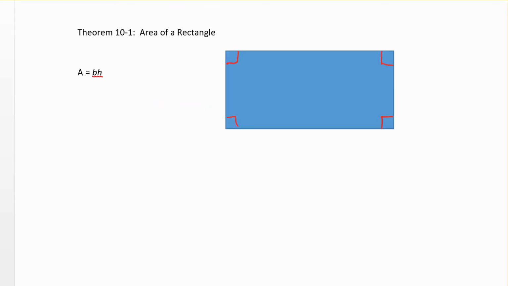The first theorem we're going to look at should be a little bit of review: the area of a rectangle, and we've even worked with it several times this year as well. The area of a rectangle is simply the base times the height.